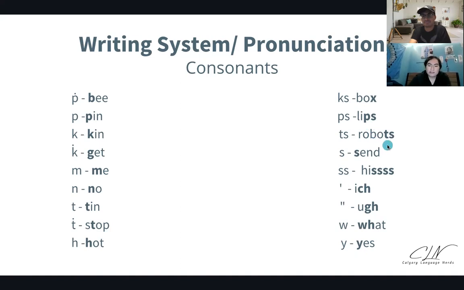The next consonant cluster is like in the word robots, and you could pronounce it like tsi or itsy. Our next symbol is just the single S, and it's just pronounced like the normal English S, as in the word send. So you could say like C.